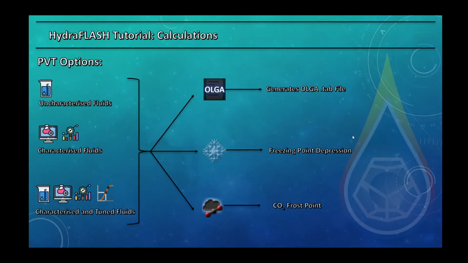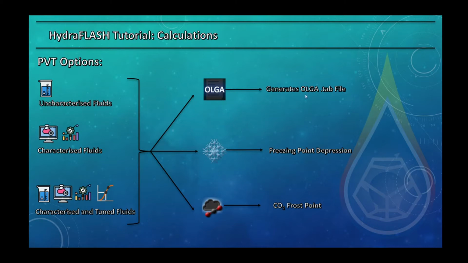We have also other PVT options in HydraFLASH, and there are three different modules. It's Olga tab file, freezing point depression predictions, and CO2 frost point. So again, imagine that you have created a fluid, you have characterized it, you have tuned it, then you can use that fluid in performing any of these calculations.